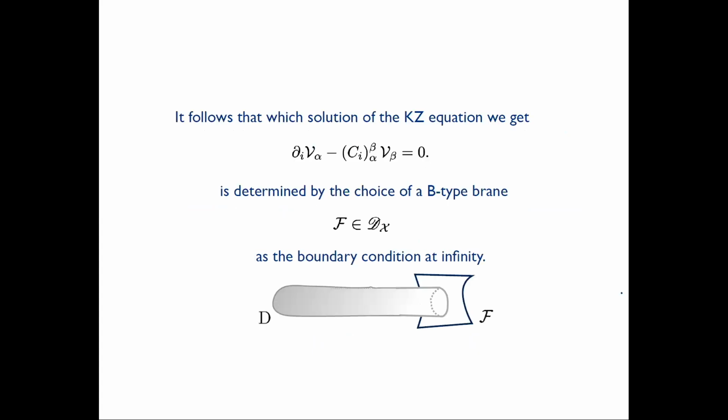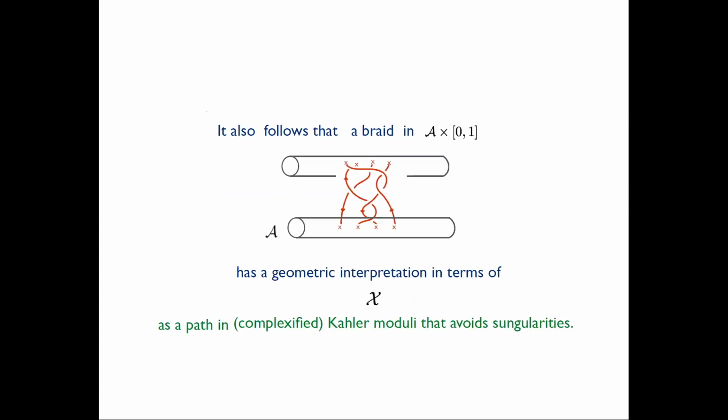So it follows that which solution of the KZ equation you get is determined by a choice of a B-type brane as a boundary condition at infinity. And it also follows that a braid has a geometric interpretation as a path in the moduli space of X that avoids singularities in Kähler moduli.